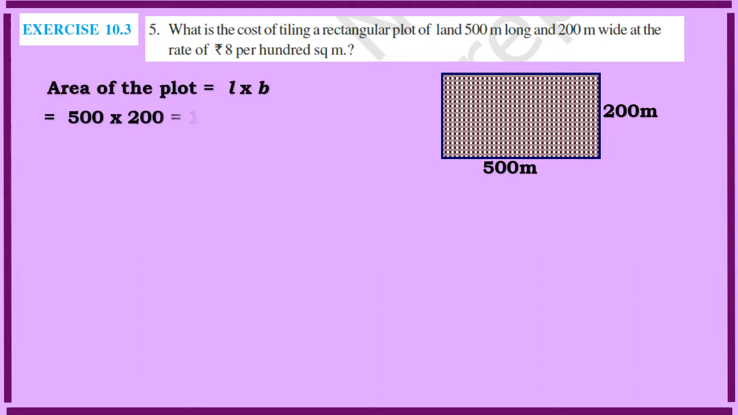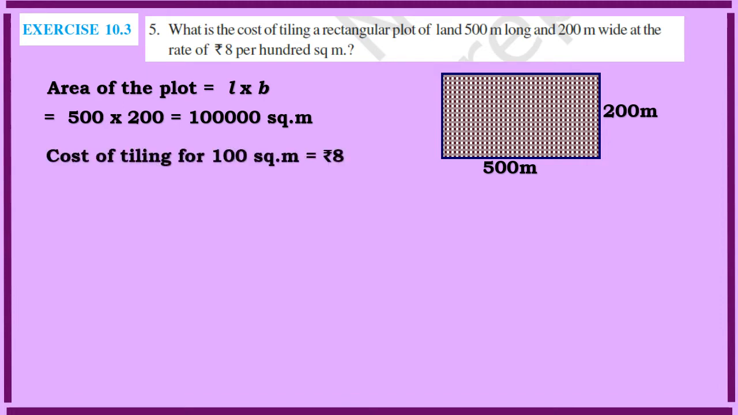So first the area of the plot, let us find out, which is equal to how much? How many zeros are there? Okay, 1, 2, 3, 4, 5 zeros are there. So it's 1 lakh square meter. 1 lakh square meter. And what we have to find? The cost of tiling at the rate of rupees 8 per 100 square meter. That means for 100 square meter you have to pay 8. So in this 1 lakh square meter, how many hundreds are there? That we have to find first. Then only we can multiply that with 8, is it?